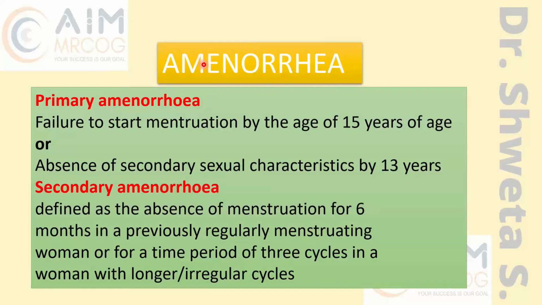So what is amenorrhea? Amenorrhea is primary or secondary. Primary means not started period by the age of 15 or no secondary sexual characteristics by the age of 13. Secondary means absence of menstruation for 6 months in a previously regularly menstruating woman, or for a time period of 3 cycles in a woman with longer irregular cycles. So either 3 cycles or 6 months for regularly menstruating women. And here this is 15 and 13 years.